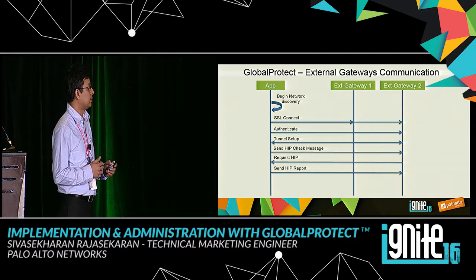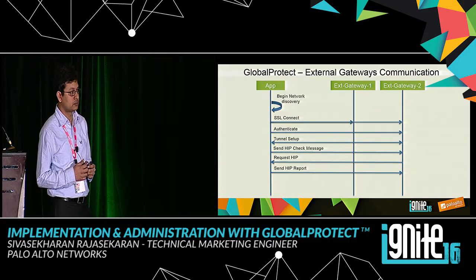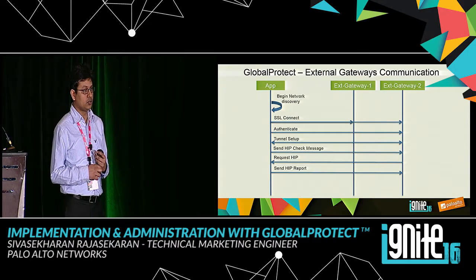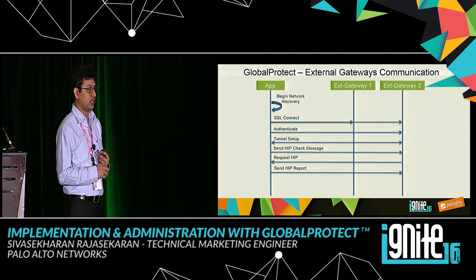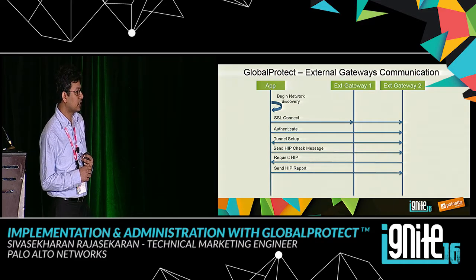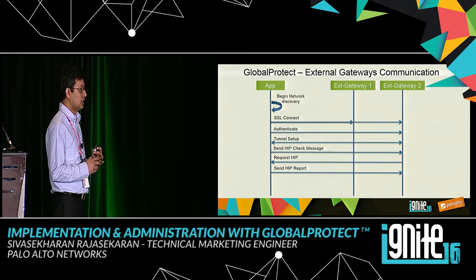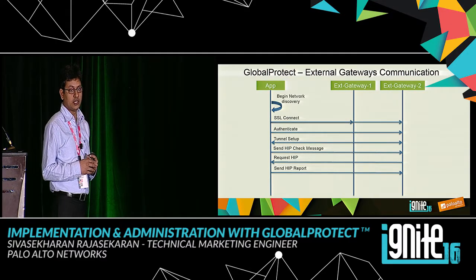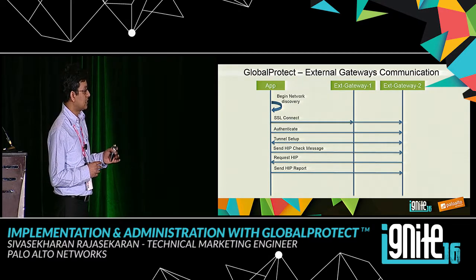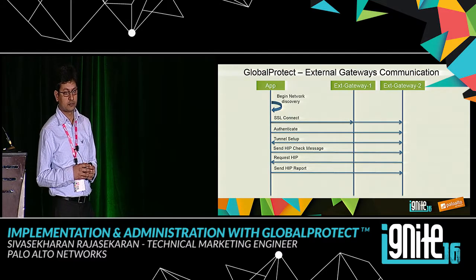And the client would send the HIP report back to external gateway 2. So at the end of this process, you have external gateway 2, which has successfully authenticated the user. It has the user ID, and it has also got the HIP report from the endpoint. The difference between an internal gateway scenario and an external gateway scenario is that in an internal gateway scenario, the client authenticates with all of the internal gateways, and in an external gateway scenario, the client authenticates and sets up a tunnel with a gateway that's identified as the best gateway.